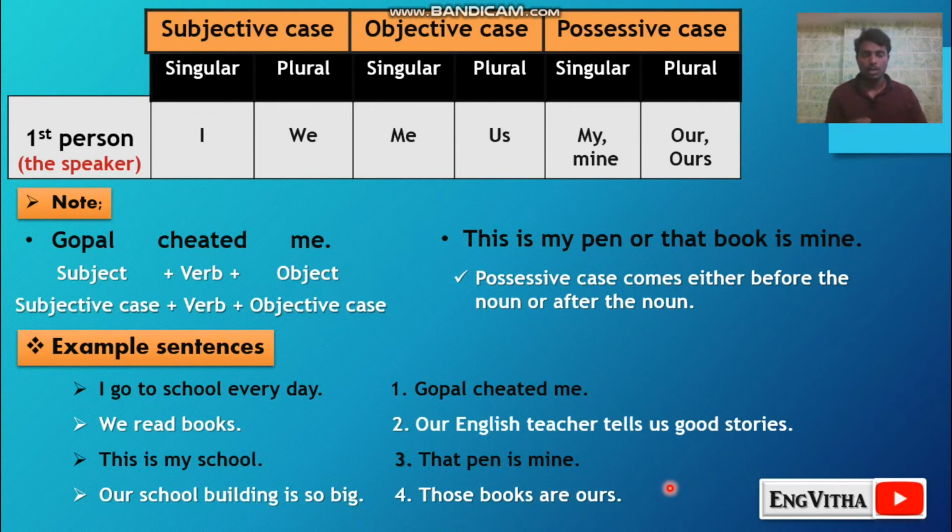So therefore, don't worry here about how the sentences are framed. When we have the lecture on the tenses, I will give you a very clear explanation of how to make a sentence in different situations with the different tenses. So let us move to the next person, that is the second person.